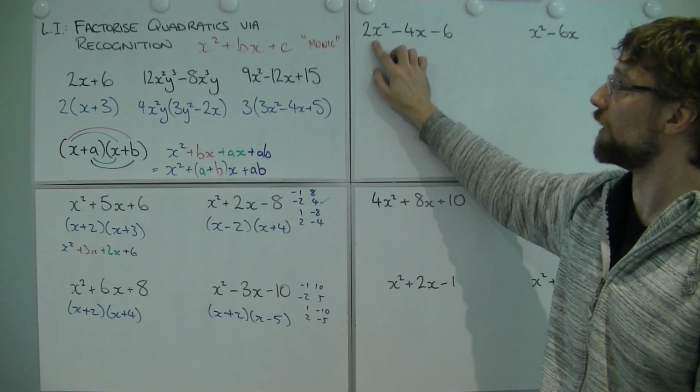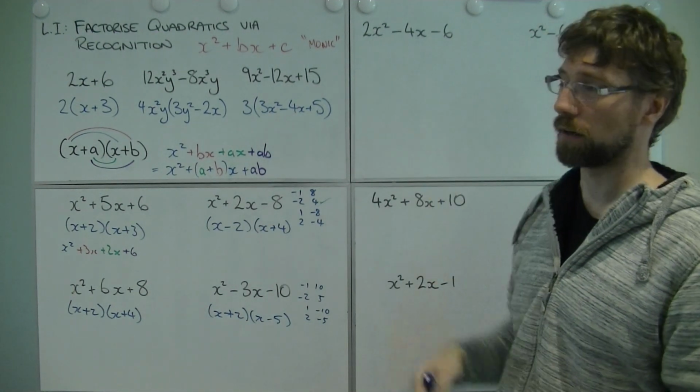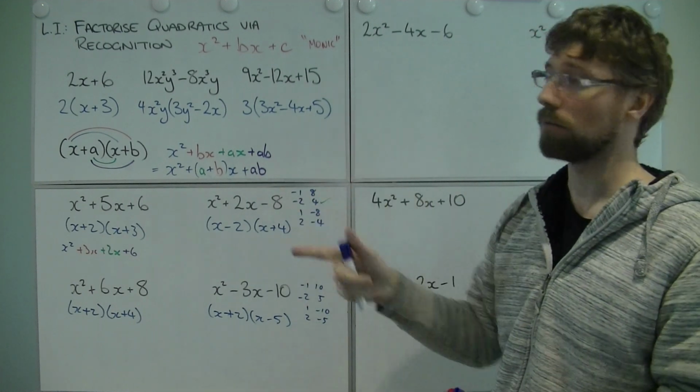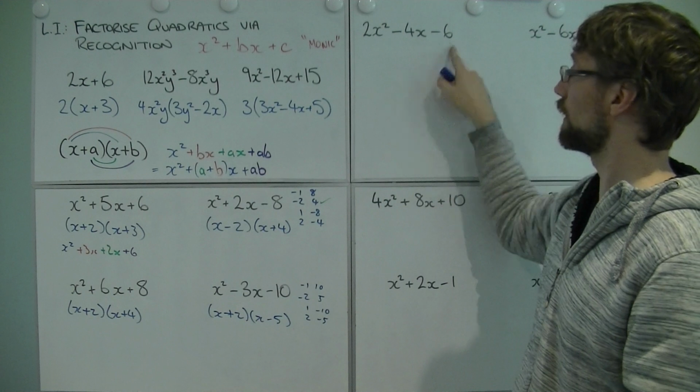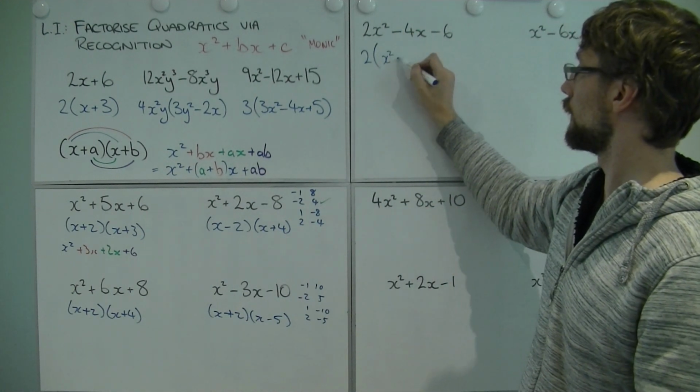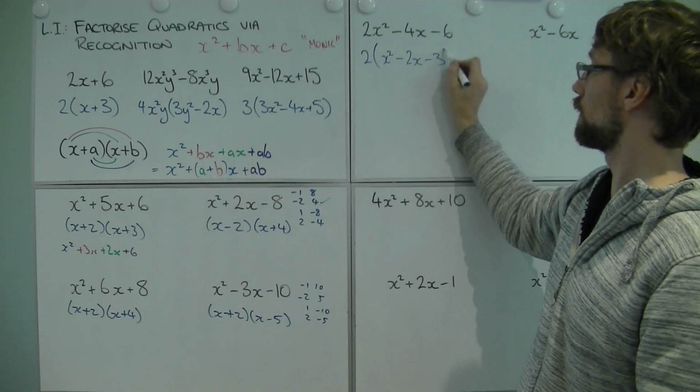That looks like we can't use this. However, we should always go down our list of the way we learnt it. The first kind of factoring we learnt was common. Is there something in common? Well, yeah, everything divides by 2. So I can go 2 lots of x squared minus 2x minus 3.